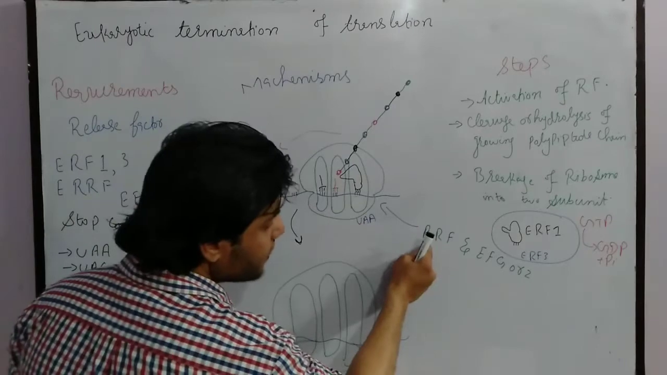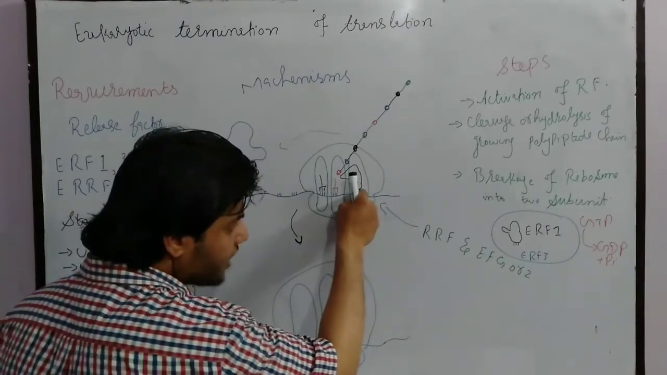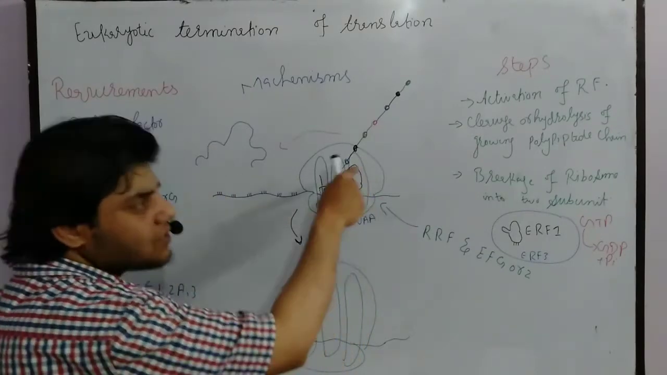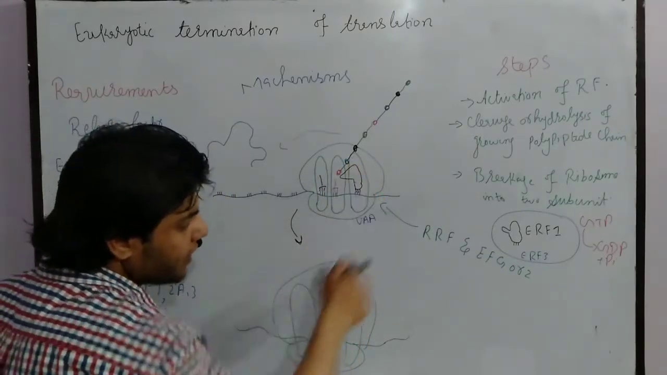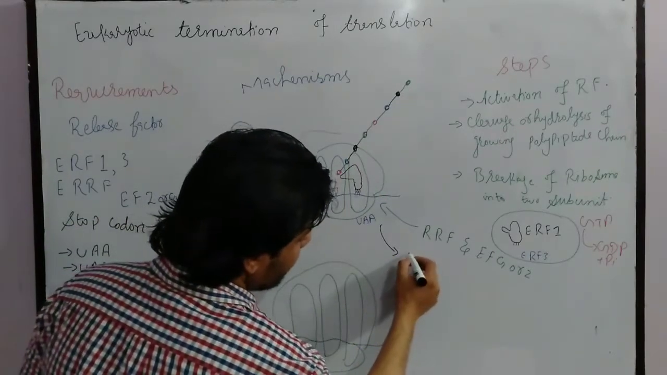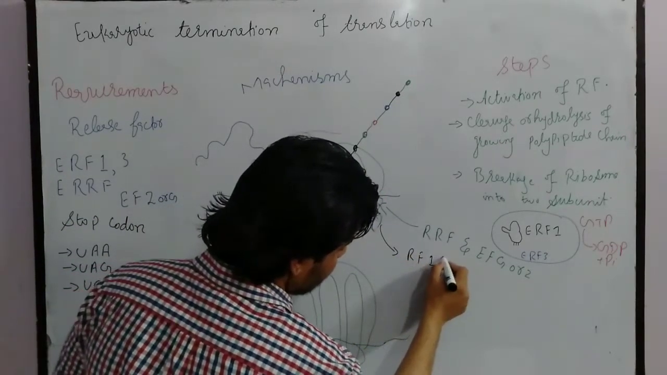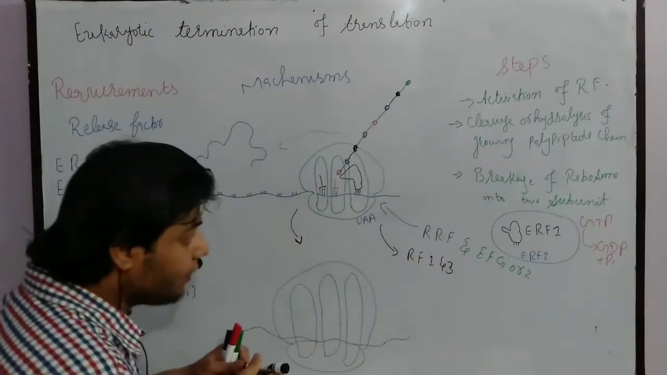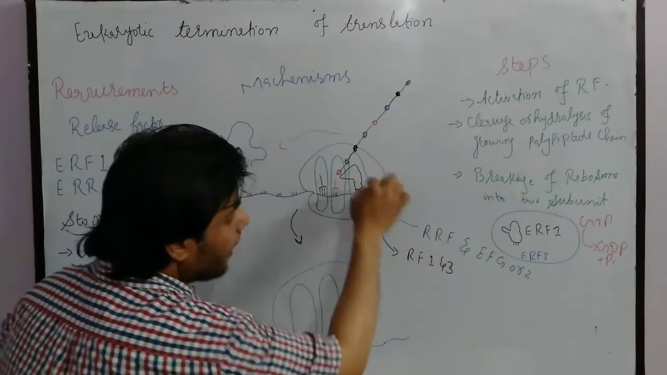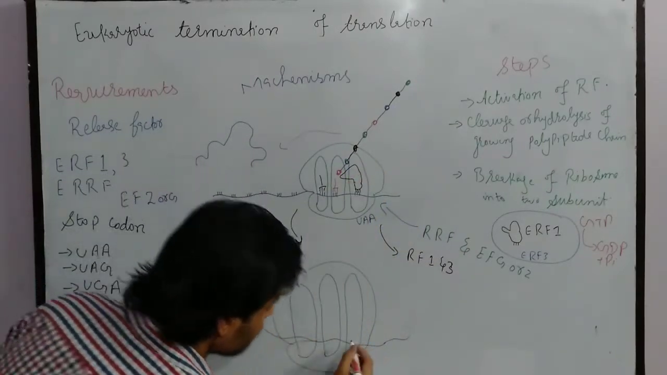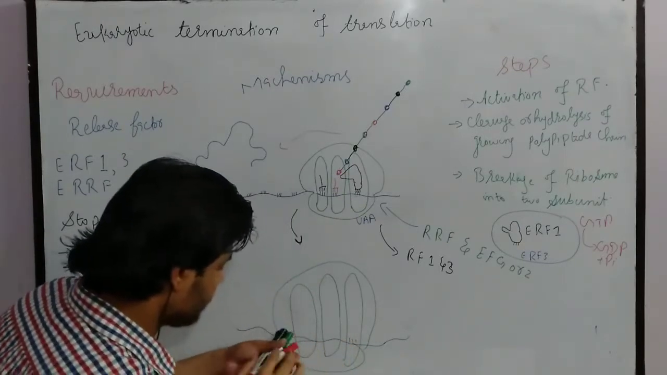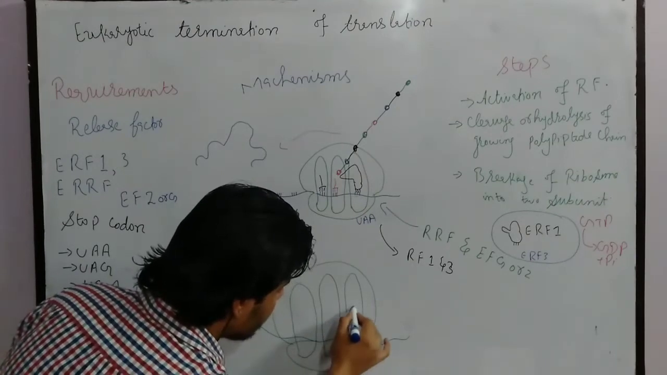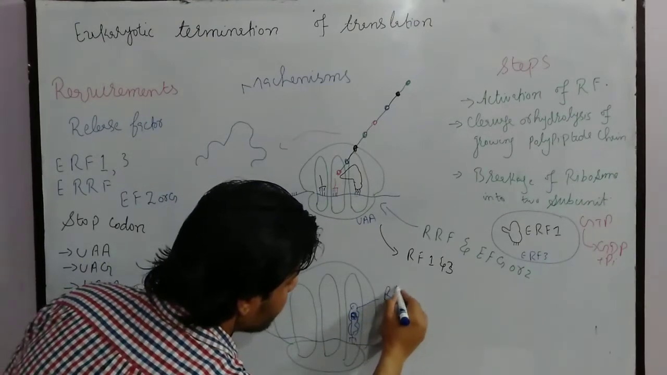Okay, now what happened? Once this ribosomal release factor binds to that specific area, it will release release factor 1 as well as release factor 3. So release factor 1 and release factor 3 will be released out. RF1 and 3 will get released out by this ribosomal release factor. And in this way, it will bind to this site, as you can see. So let's suppose this is the release factor 3, as you can see. This is the ribosomal release factor.